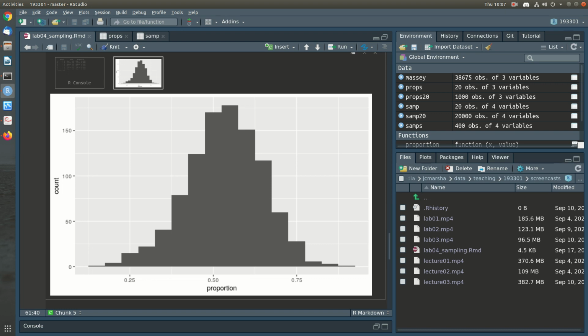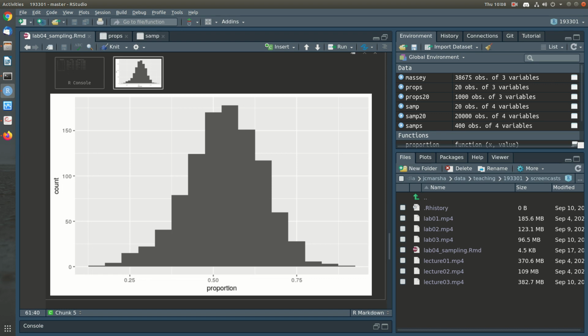Okay, so when we take samples, most of them are representative, some of them are extreme, and the shape of the proportions that we get from repeated sampling is this nice kind of bell shape curve. So it's symmetric, it's centered on the true value of the proportion in the population, but there's some spread associated with it.